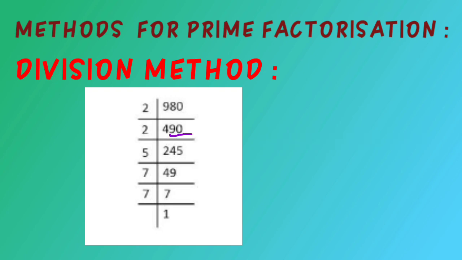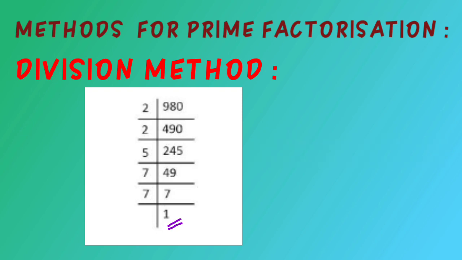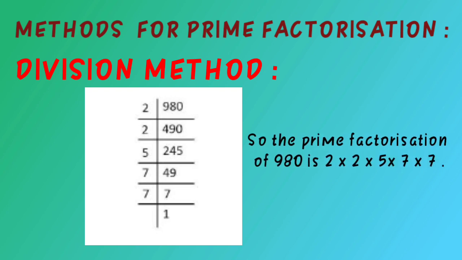It will become 490. Again, it is divided by 2 and it becomes 245. Next, it is divided by 5 and it becomes 49. We will divide it continuously until the quotient becomes 1. So you can see the prime factorization of 980 becomes 2 into 2 into 5 into 7 into 7.